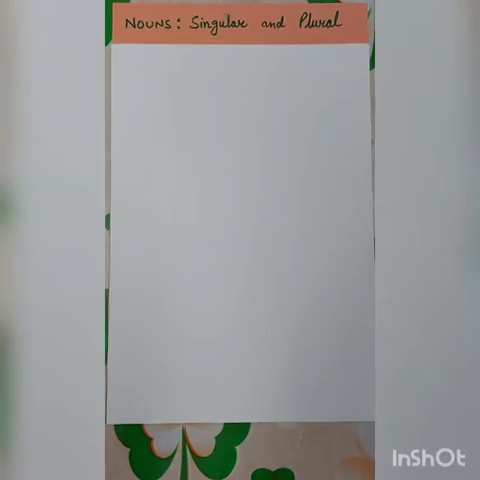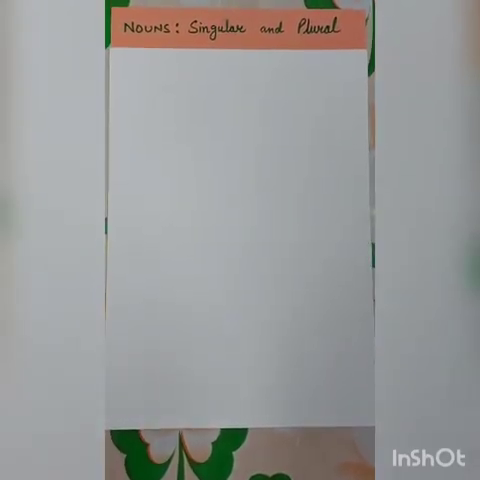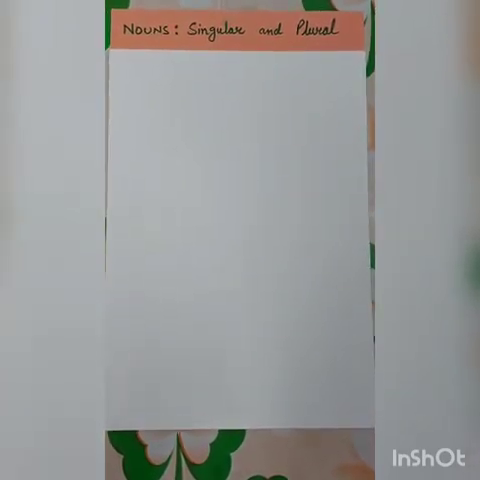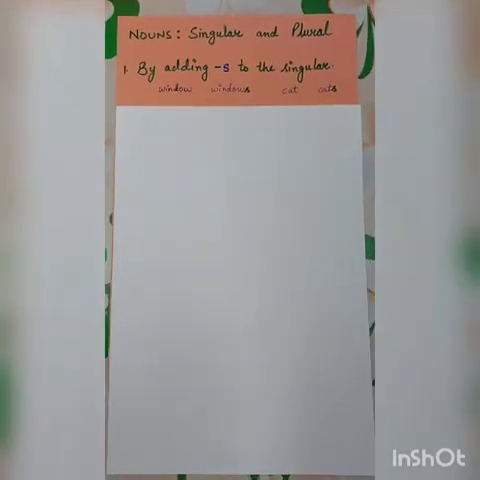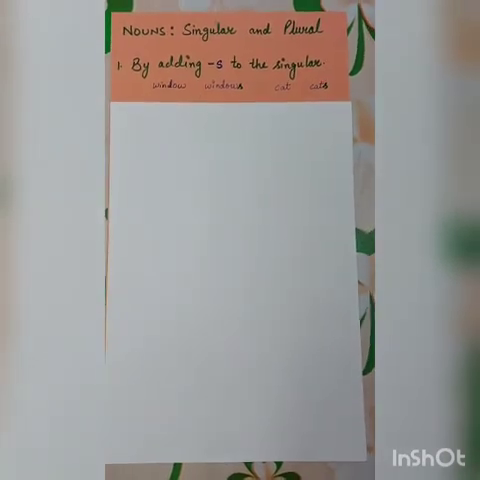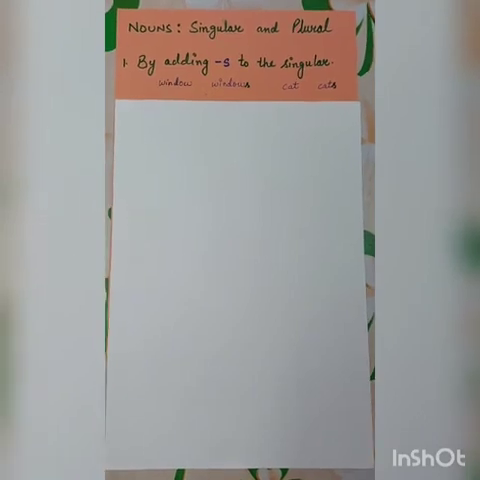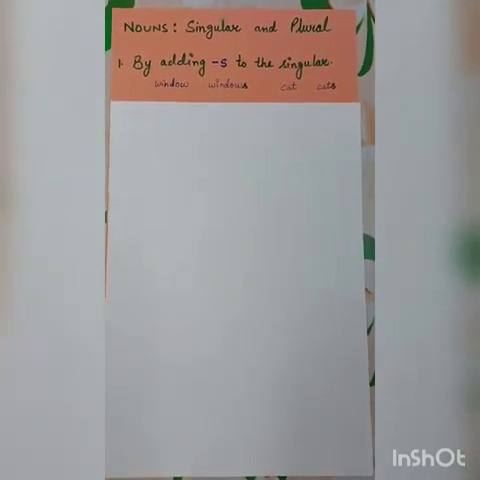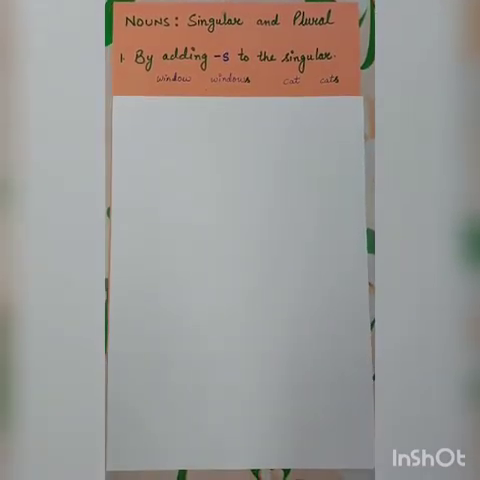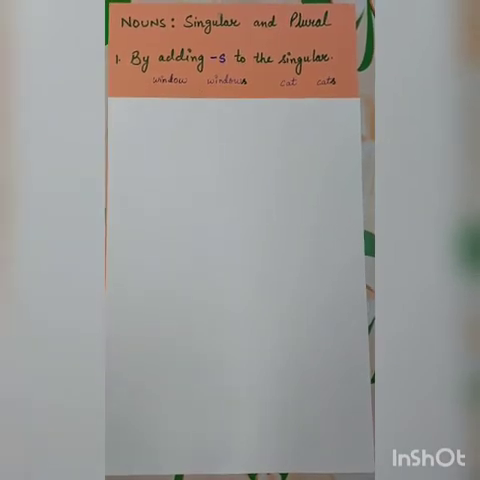Now let's learn about the formation of plurals. There are some rules that you have to remember when it comes to turning a singular noun into a plural noun. So let's learn about these rules. First is by adding s to the singular. In most cases we form the plural by adding s to the singular. Like window, if we add s to it, it will become windows, thereby becoming a plural. Similarly, cat. We again have added s to it, so it has become plural now, cats.